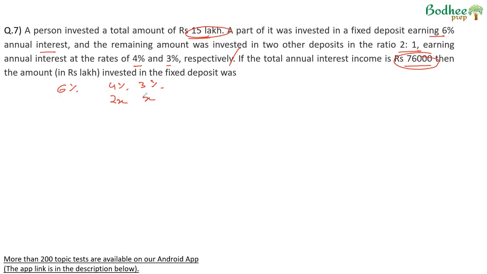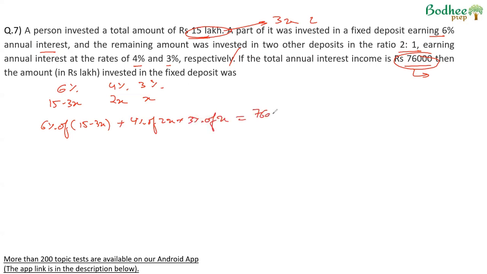And therefore, out of the total investment, 2x and x is gone. So 3x is gone. Therefore, in FDs, 15 minus 3x would have been invested. We are taking x in lakh rupees, so the interest also has to be expressed in lakhs. So we can say 6% of 15 minus 3x plus 4% of 2x plus 3% of x will be the annual interest income. This is given as 76,000.